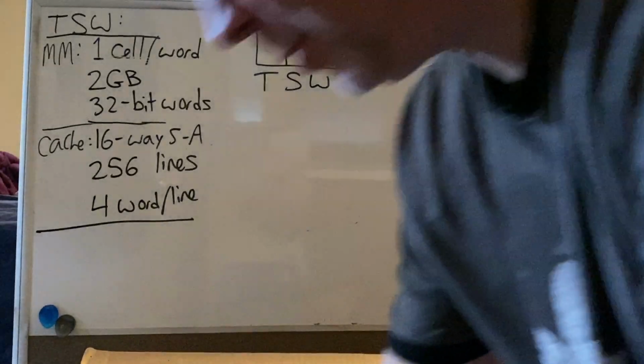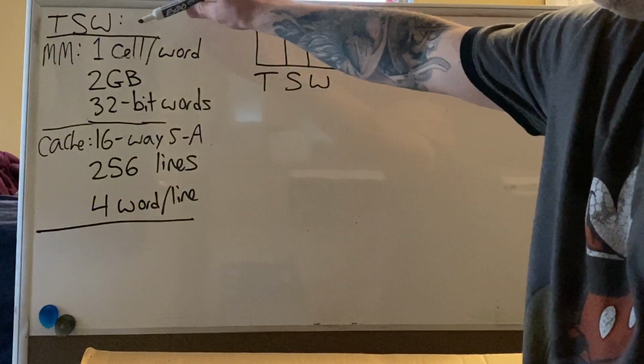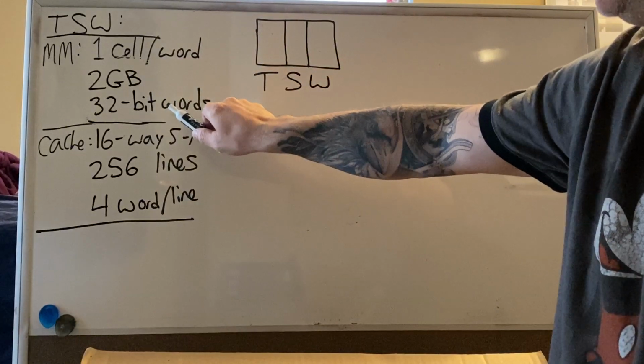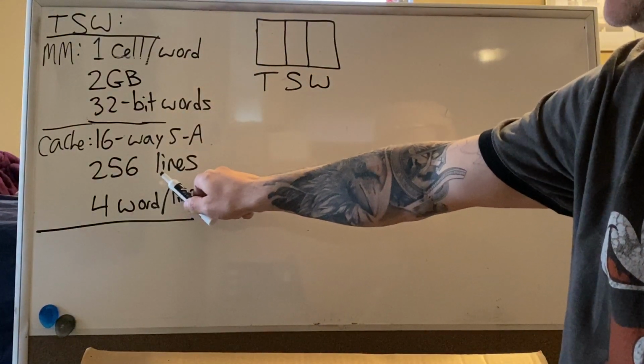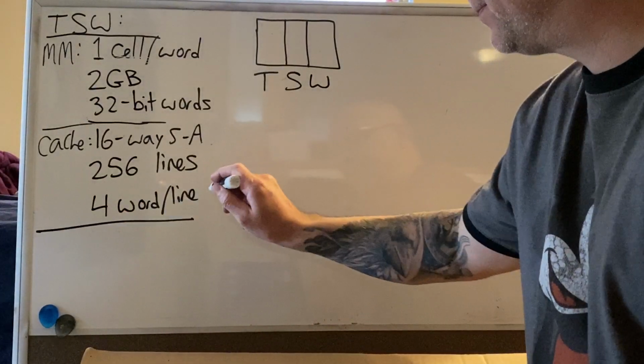Let's try a whole new example. How many bits make up the tag set in Word? The memory is 1 cell per word. There's 2 gigabytes total memory, 32-bit words, 16-way set associative cache, 256 lines total, 4 words per line.